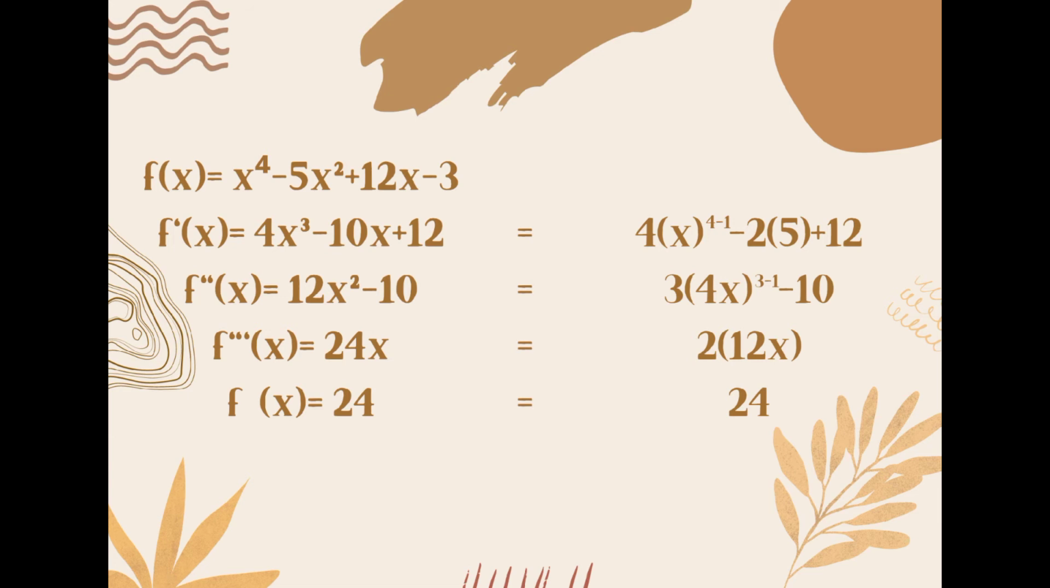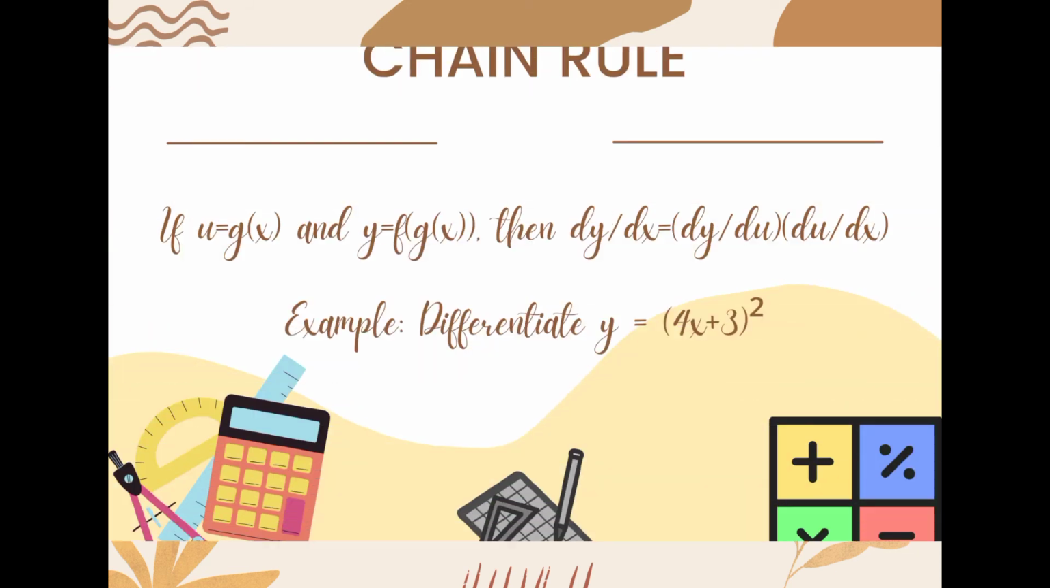To get the second derivative, you just put down the cube, copy the 4x, and raise to 3 minus 1, then copy the 10 without x. So it will be f double prime of x equals 12x squared minus 10. And for the third derivative, you just do the same procedure. Just copy the square and copy the 12x, so it will be 24x. And for the fourth derivative, you just copy the 24 without copying the x.